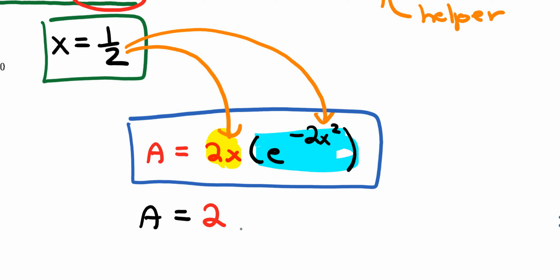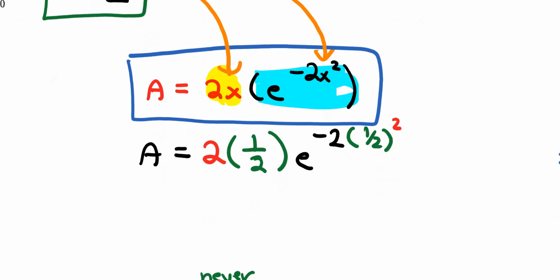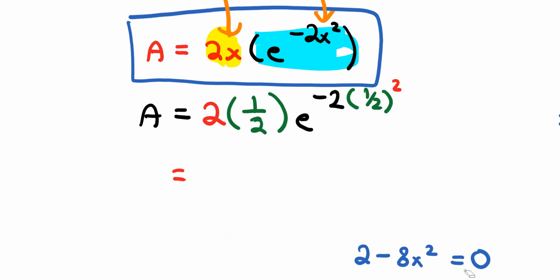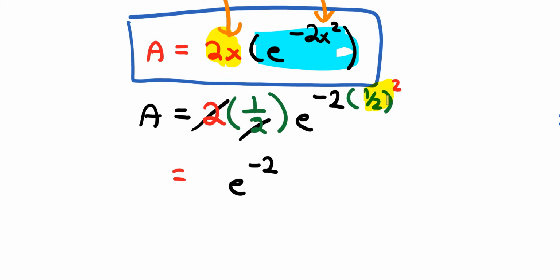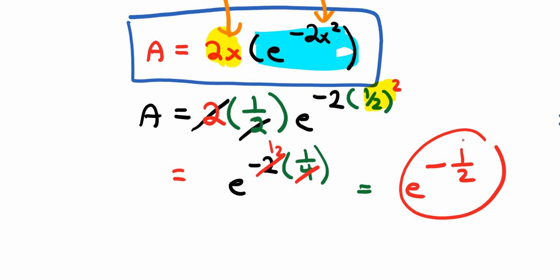So 2 times 1/2. And that's going to be e to the power of negative 2 times 1/2, and that's all squared. Okay, so we're almost done here. I guess the 2 and that 2 will cancel off. So I have e to the power of negative 2. And then if I take all of this, 1/2 to the power of 2 is going to be 1/4. And if I go ahead and simplify that, this 2 and that 4 will simplify to 1/2. So the final answer is e to the power of negative 1/2. And that is my final area there.